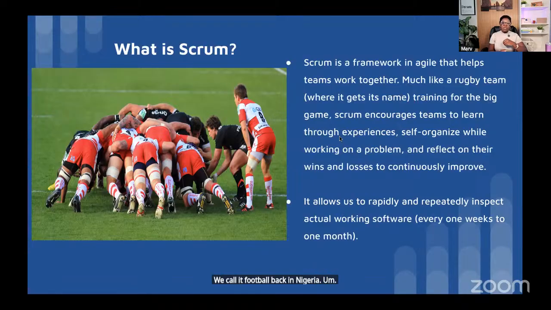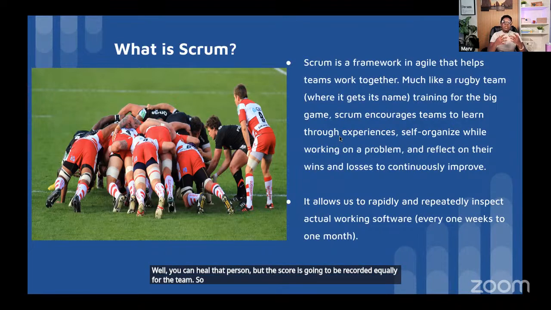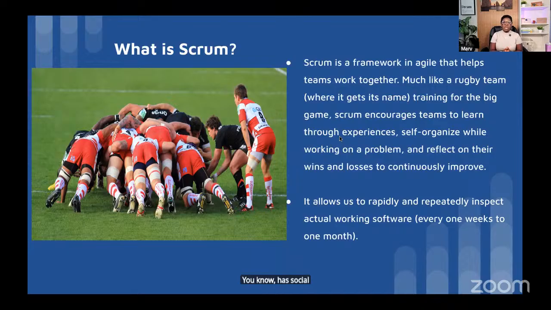If somebody hits a score, well, you can hail that person, but the score is going to be recorded equally for the team. So they're going to say this club has so many goals, because the glory is not just to that one person. So that's exactly how Scrum came about, from a game where the team comes together to play together, to work together, and then take whatever it is they have. If they have a fall, they take it together. And if they have success, they take it together. So as a team, they reflect on their wins and their losses to continuously improve.